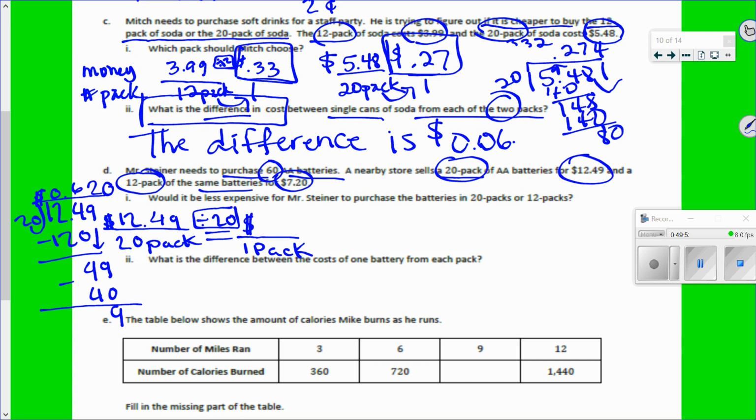Per pack, or for one? Good job, Mary. What did we get on the 12 pack? Did anybody do that? What did you get, Courtney? I got 66. So he got 66. So the 20 pack was better.